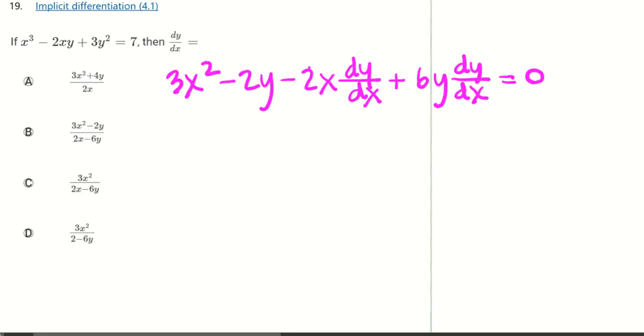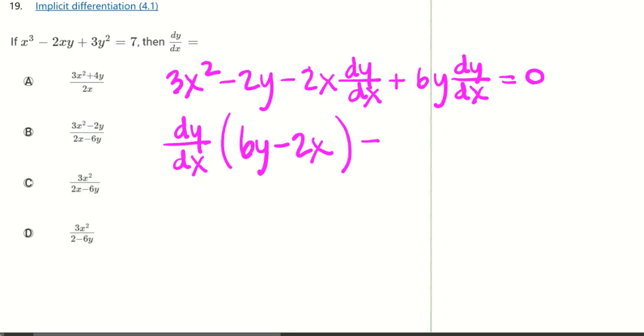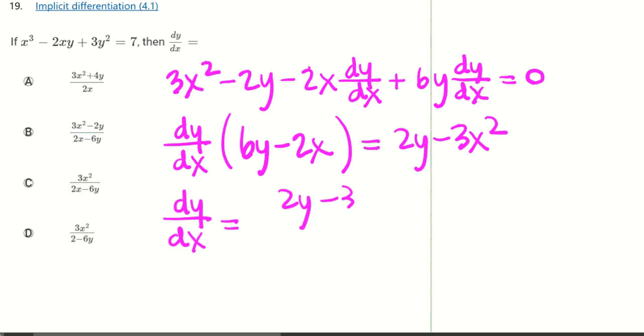So at this point, what I want to do is get rid of anything that doesn't have dy dx. So that would be adding the 2y and subtracting the 3x squared, and factoring out the dy dx from what I've got over here. Oops. dy dx times 6y minus 2x. That's going to be equal to 2y minus 3x squared. Okay, and so then dy dx will be equal to 2y minus 3x squared divided by 6y minus 2x.